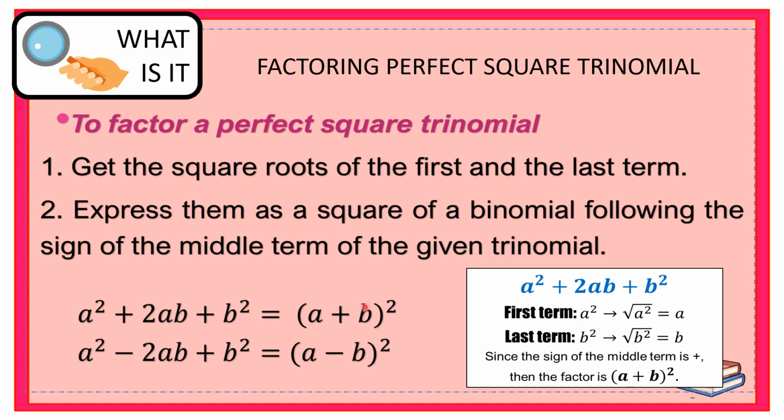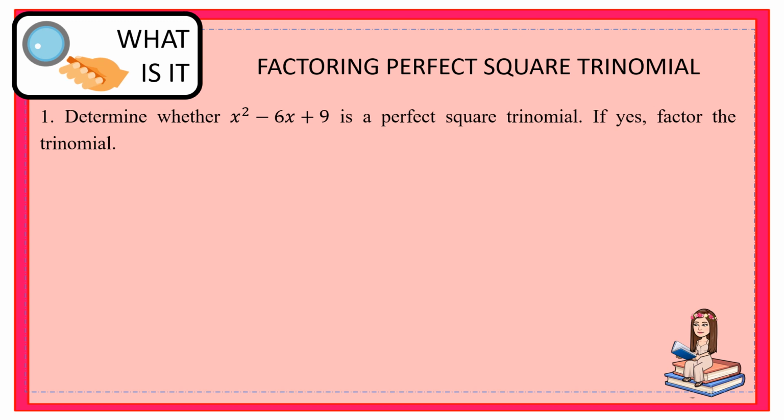Then, pansinin ko anong nangyari sa ating factor. Dahil ito ay positive, plus to. Dahil ito ay negative, minus to. So, take note we are following the sign of the second term. Alright? So, mas may course with an example. So let's have this. Determine whether x squared minus 6x plus 9 is a perfect square trinomial, and if yes, factor the trinomial. Check daw muna natin kung perfect square trinomial siya. Pag yes, fa-factor natin.